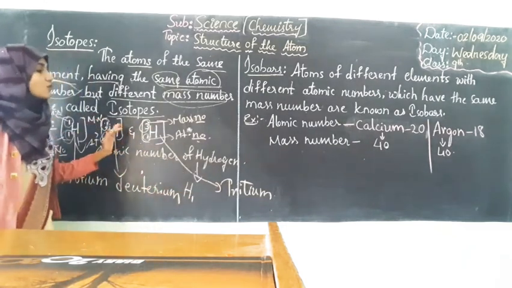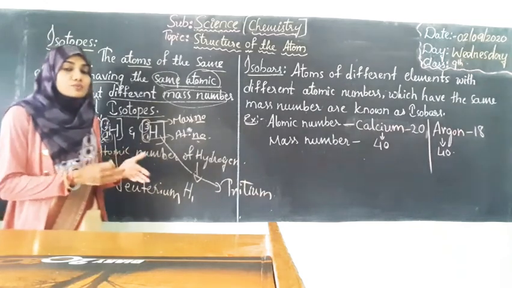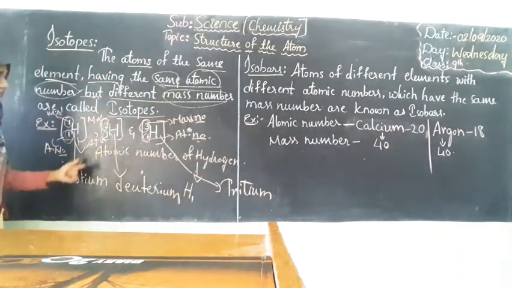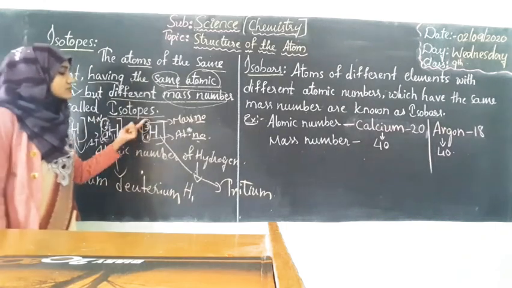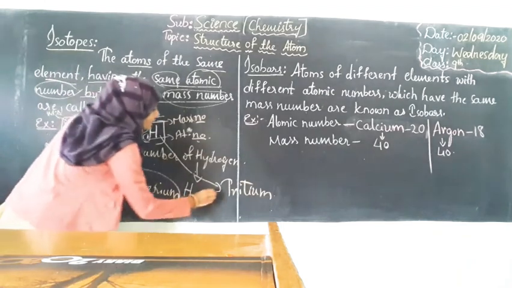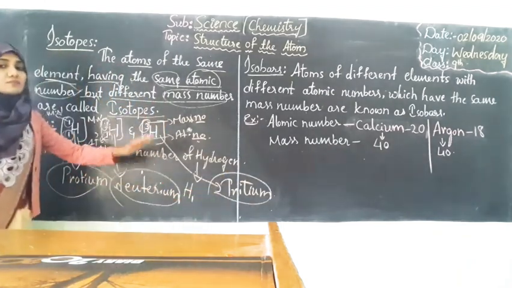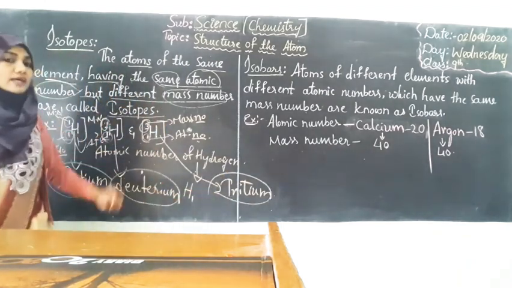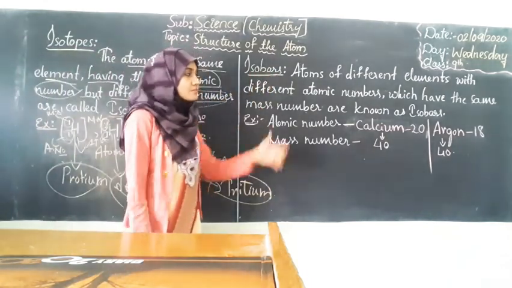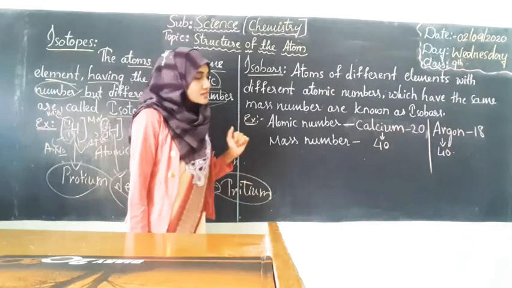If the question is what are the isotopes of hydrogen, then you have to write this: H11 protium, H12 deuterium, H13 tritium. These are the 3 isotopes of the hydrogen element. Clear? So next, isobars. What are these isobars?